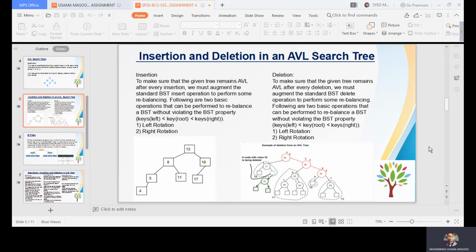Here we can do two types of rotations to perform the deletion in an AVL tree, that is the left rotation and the right rotation. And here are some pictures that explain how insertion and deletion in an AVL search tree happen. Okay, moving to the next tree, that is B-trees.